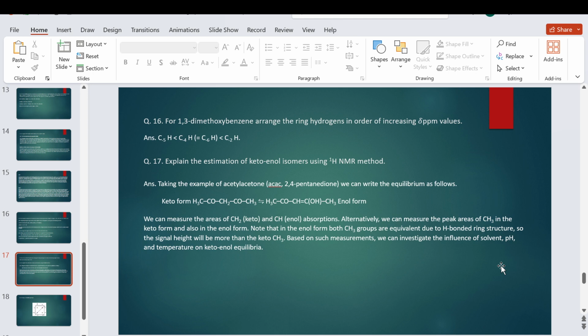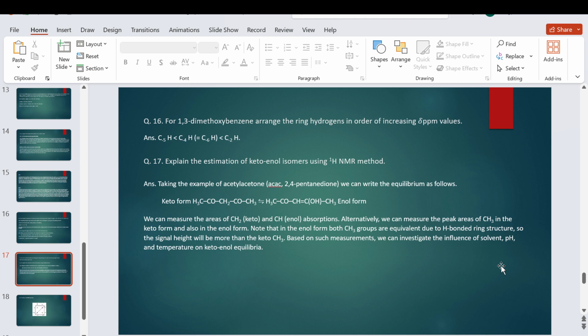Explain the estimation of keto-enol isomers using NMR method. Taking a simple example of acetylacetone, we can write two tautomeric structures, CH3COCH2COCH3 and CH3COCH=C(OH)CH3. So the method is we can measure the areas of CH2 and CH peaks. Alternatively, we can measure areas of CH3 peaks. One thing has to be remembered. In the enolic form, both CH3 are similar due to the ring structure.